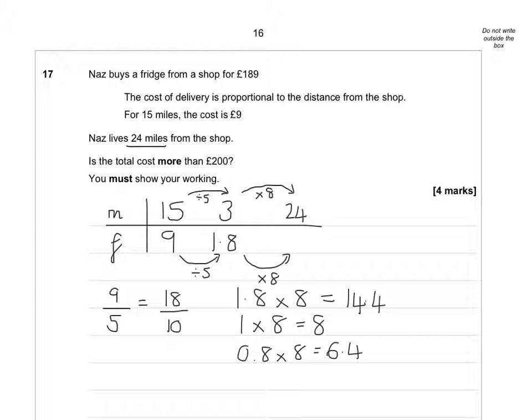Is the total cost more than 200? Well, I'm running out of space here, but I know the fridge is costing £189. I know the delivery charge now is £14.40. So if I really carefully add up these two values, it'll tell me how much it's going to cost all in. So 9 add 4 gives me 13, carry 1, 0, carry 1. Okay, so it's going to cost £203.40. So let's make sure we've answered the question. Is the total cost more than 200? Yep.